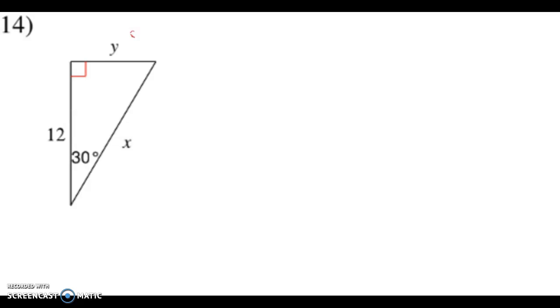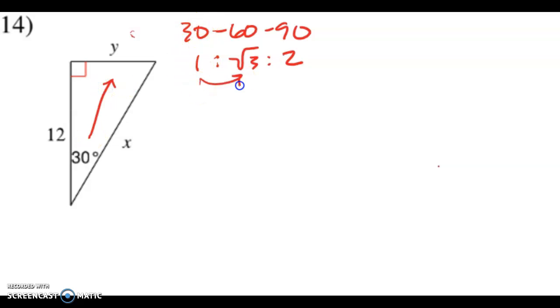All right, we want to solve for missing sides here, x and y. First thing to recognize, I've got a 30, 60, 90 triangle. So my side ratios are going to be 1 to root 3 to 2. So anytime I take whatever's across from the 30-degree angle and multiply it by root 3, I'll get whatever's across from the 60-degree angle, which happens to be 12.